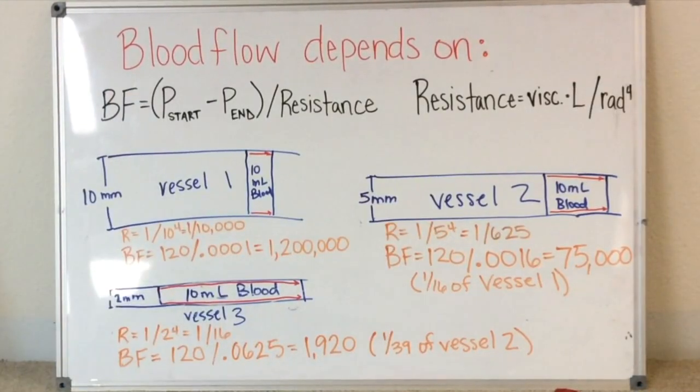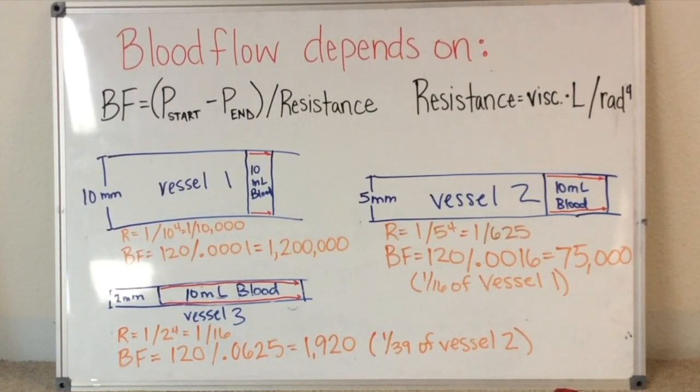For vessel 2, we take the resistance of 1 over 5 to the 4th, which gives us 1 over 625. If we take the pressure difference of 120 millimeters of mercury divided by 1 over 625, we get a blood flow rate of 75,000. This is 1/16 of vessel 1, which makes sense because vessel 1 is double the size of vessel 2. So it has 16 times less resistance than vessel 2.